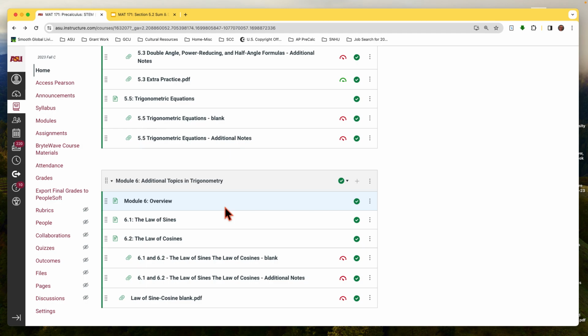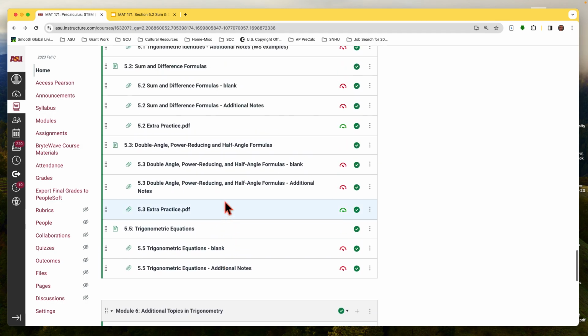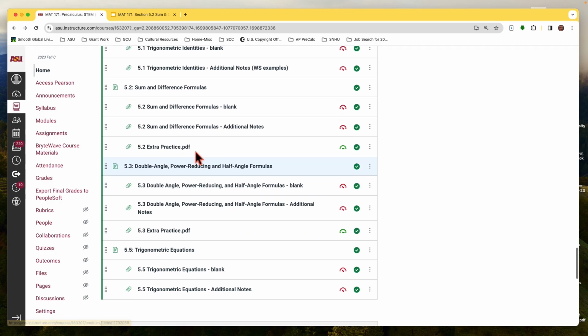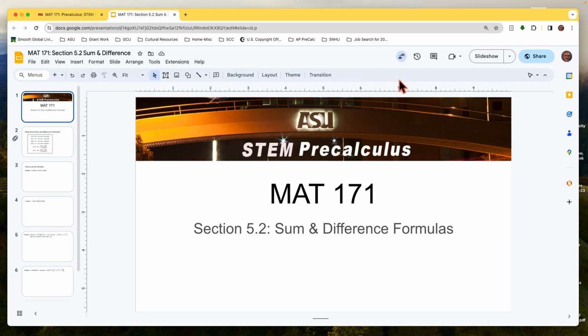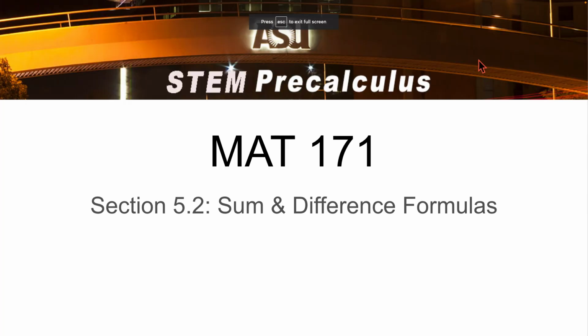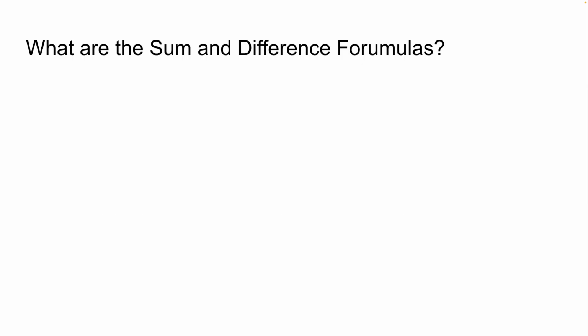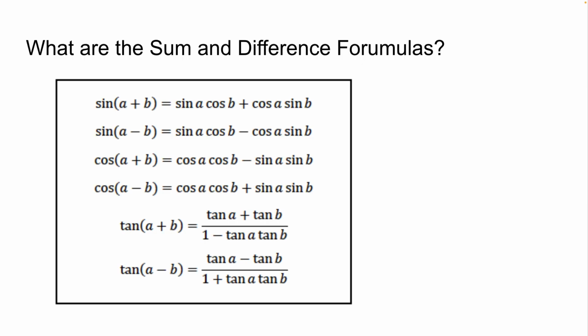These next ones will give us some practice with working with some of these things. So we're going to go ahead and go into the sum and difference. There are some additional resources here to help out as well. Let's see if there are any questions. So, sum and difference formulas. This is if we have two angles that are being added together. I'll just show you what those formulas are. Here they are.